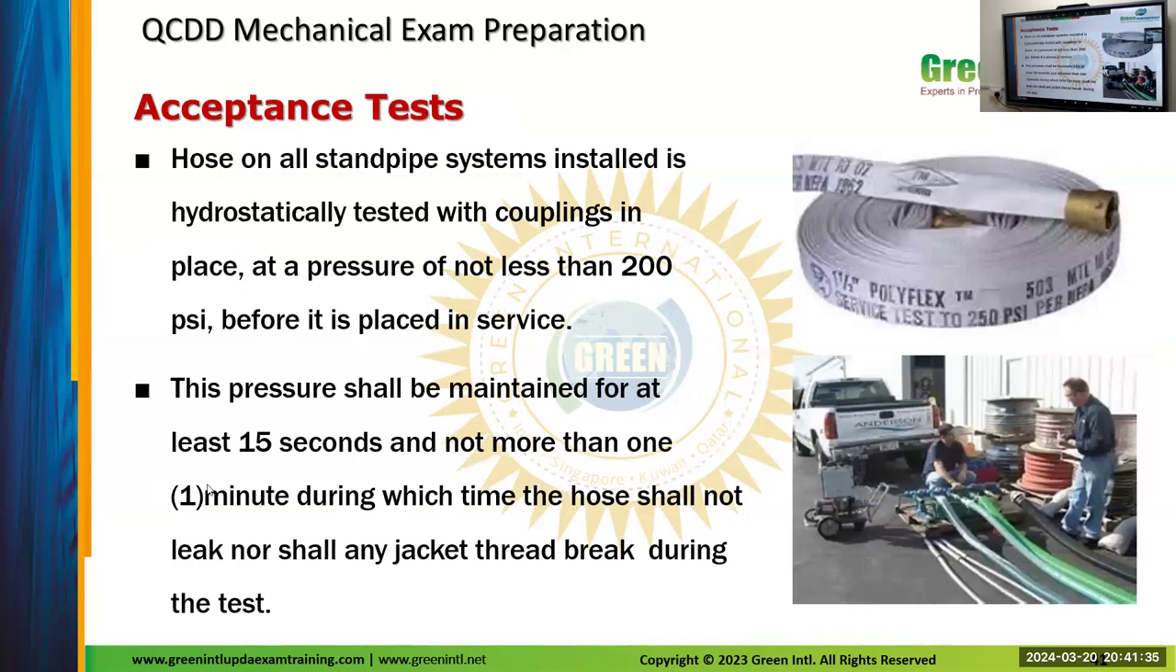And hose on all standpipe systems is installed and hydrostatically tested with couplings in place at a pressure of not less than 200 psi before it is placed in service. This pressure shall be maintained for at least 15 seconds and not more than 1 minute, during which time the hose shall not leak nor shall any jacket thread break during the test. Similarly, like what we are testing on the standpipe systems, we will test the hose reels as well.